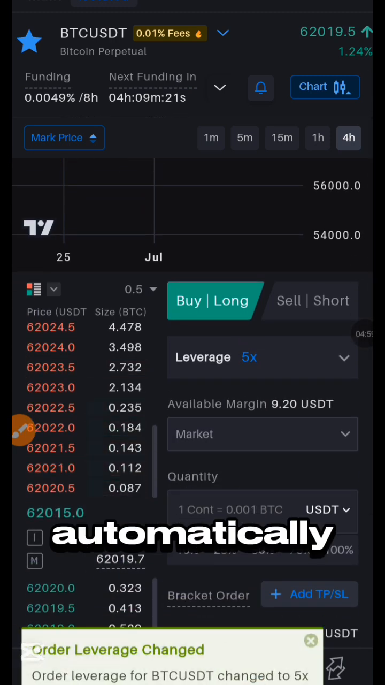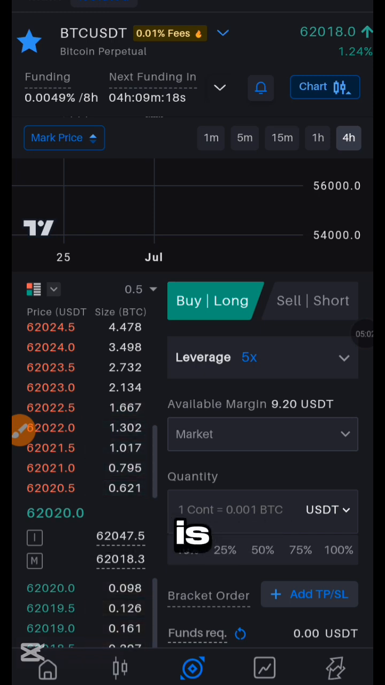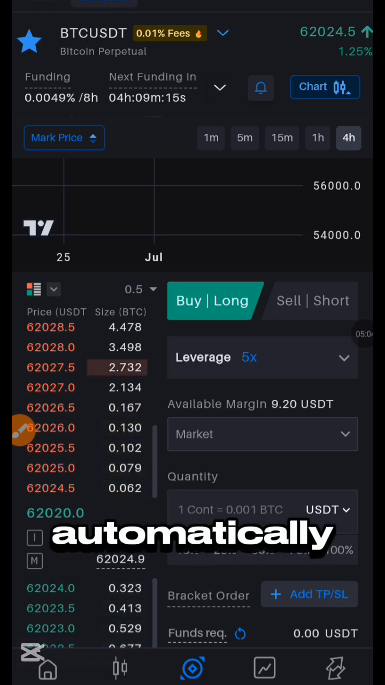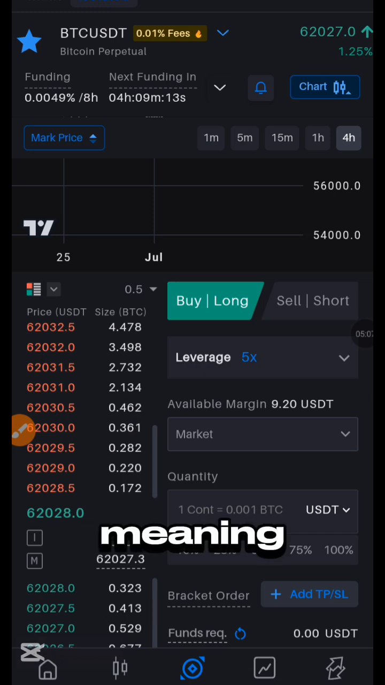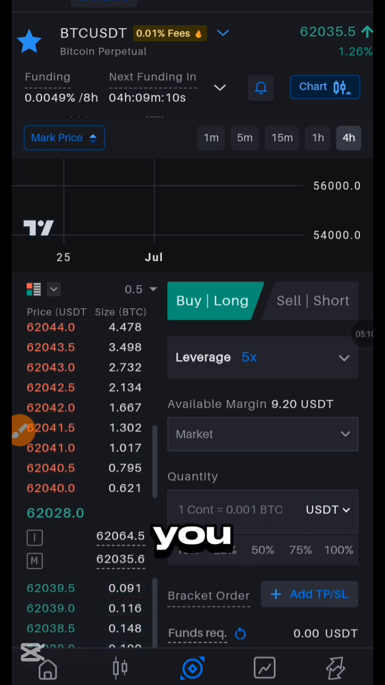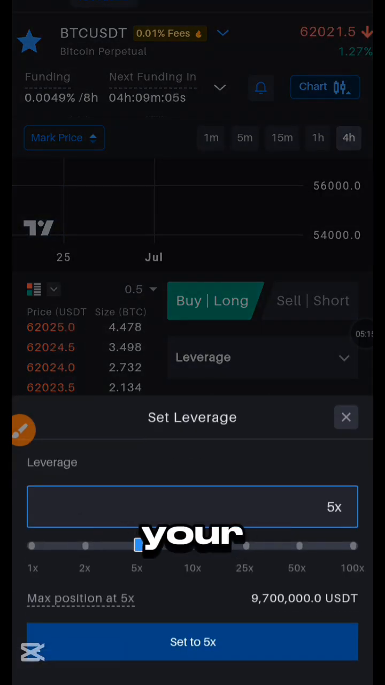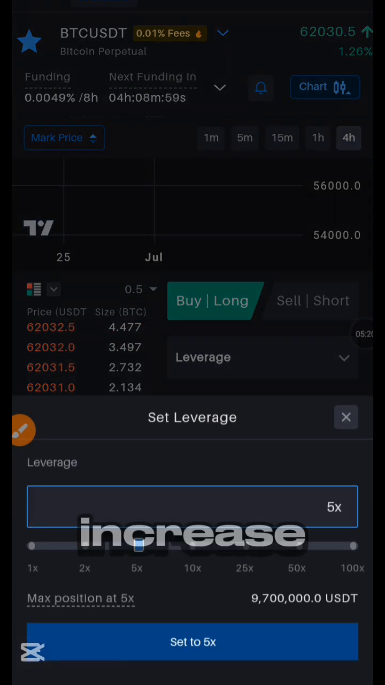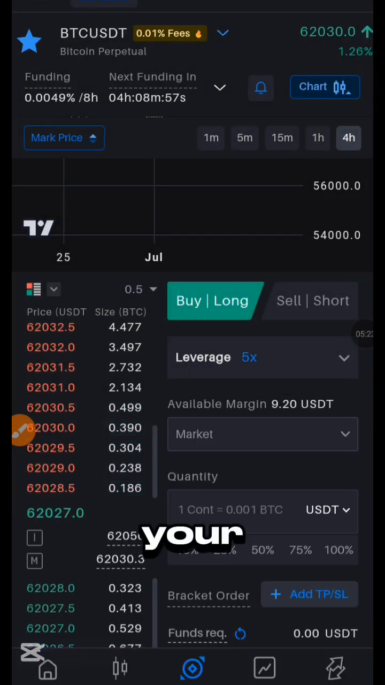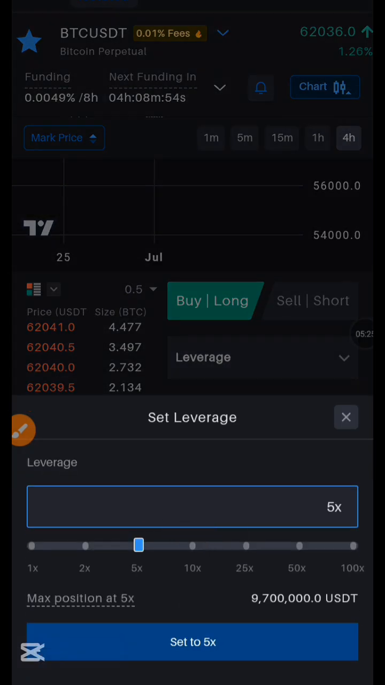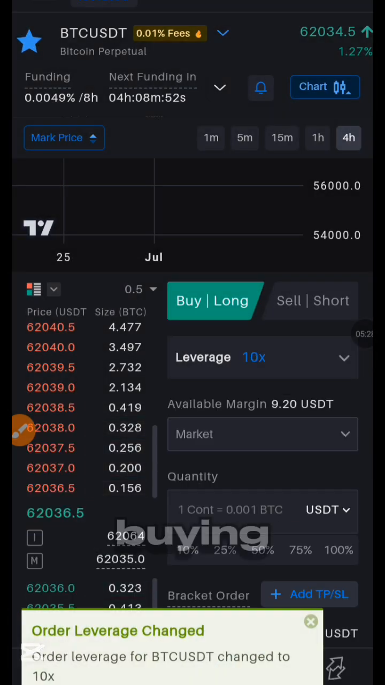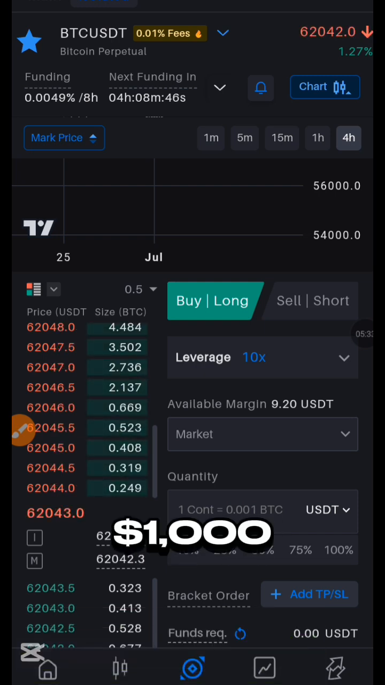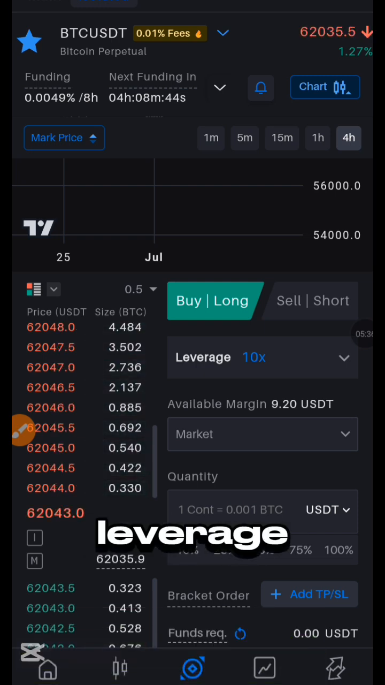Automatically, your account balance is still $100, but your buying power changes to $500, meaning the exchange loans you an extra $400 because you're using 5x leverage. If you increase it to 10x leverage, your buying power equals $1,000.